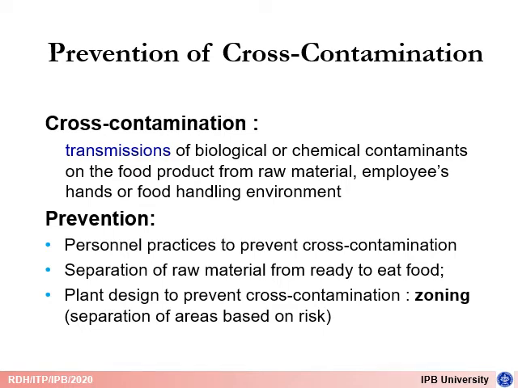In conclusion, personal hygiene programs in food industries aim to prevent cross-contamination, that is, transmission of biological or chemical contaminants on food products from raw materials, from employees' hands, or food handling environment. Some of the preventions include personal practices to prevent cross-contamination, separation of raw materials from ready-to-eat foods, and plant designs to prevent cross-contamination, which are usually achieved by zoning or separation of areas in food industries based on the risk.